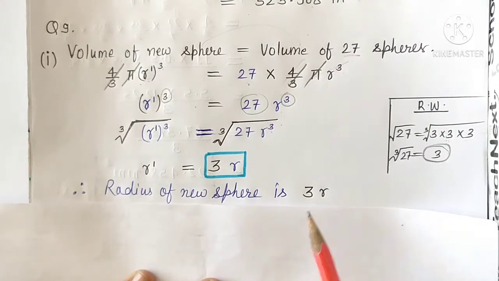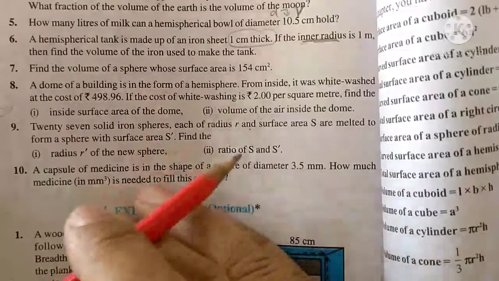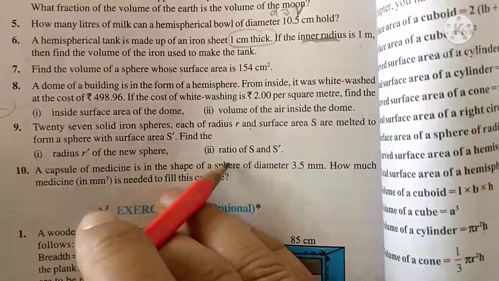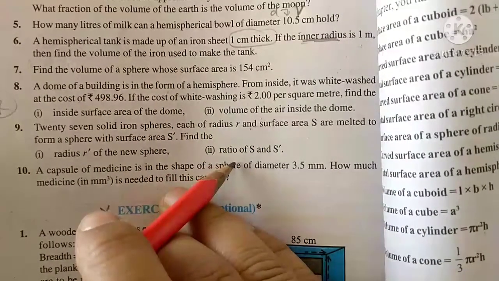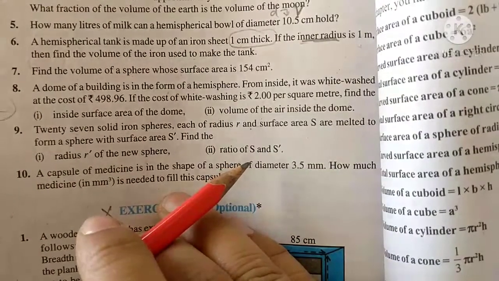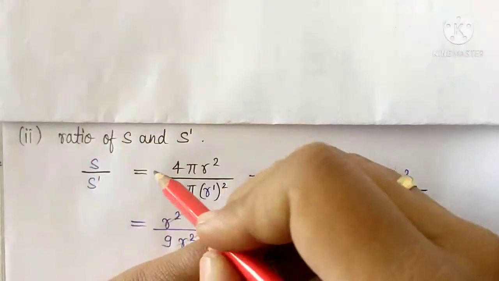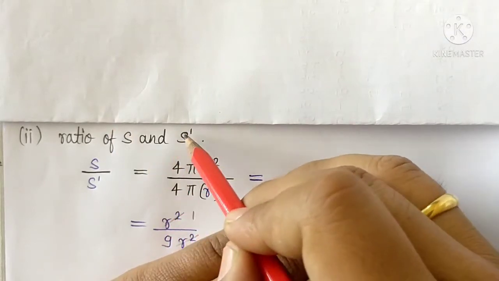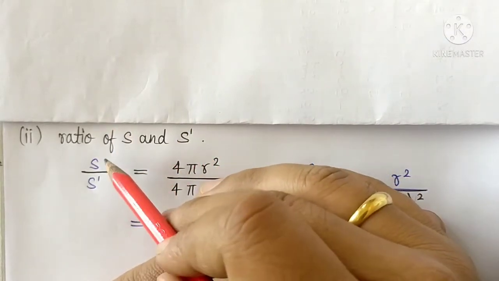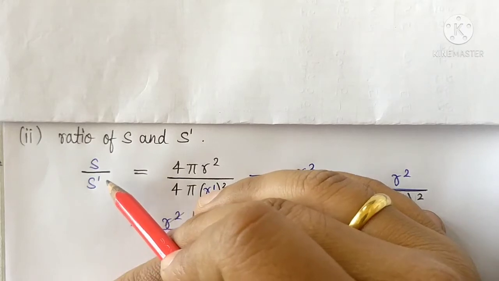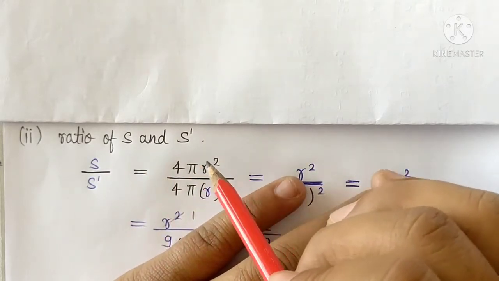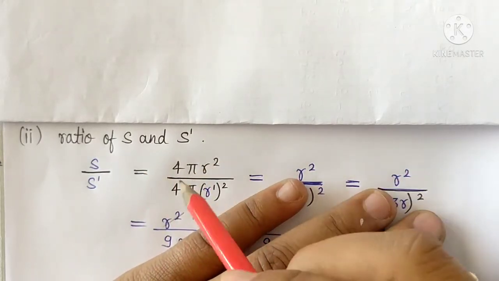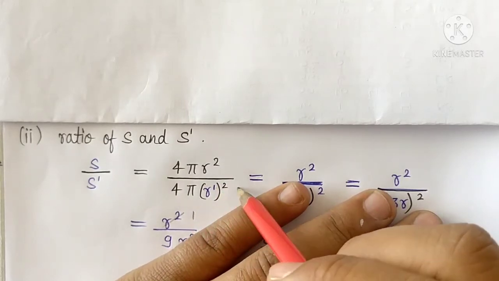What is it? 3r. Now in the second part they have asked the ratio of the surface area of the old one and the surface area of the new one. Let's find this one. So ratio of S and S dash. S means previous one and S dash means new surface. So surface upon surface dash. So 4 pi r square we are using for the previous one, for the new one 4 pi r dash square.